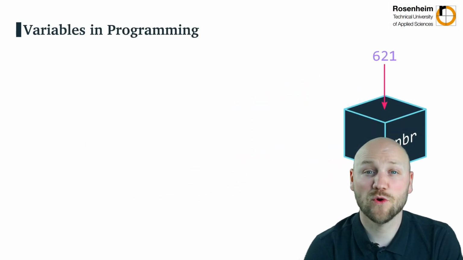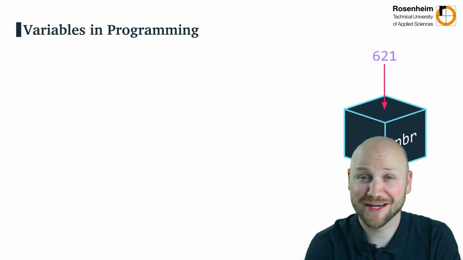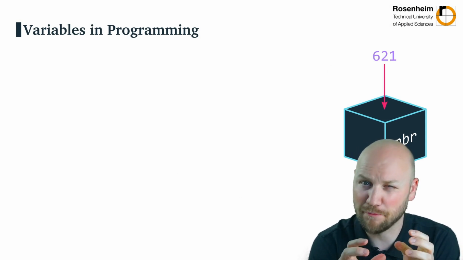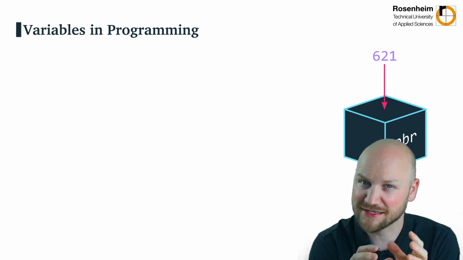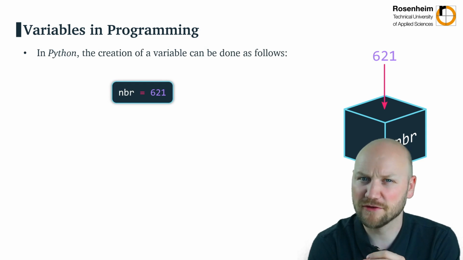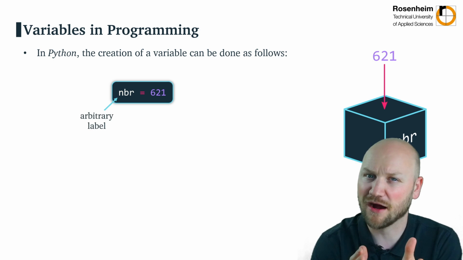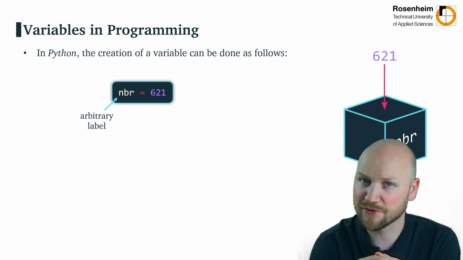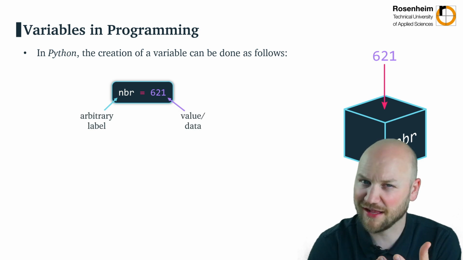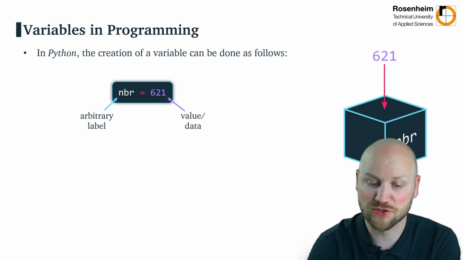So let's consider you want to put the number 621 into such a box and you want to call the box number NBR, that's the label of your box. In programming, the syntax would be as follows. You write down an arbitrary label, for example NBR in this case, and put the number 621 into that variable. That's your value, that's your data, that's your information you put there.